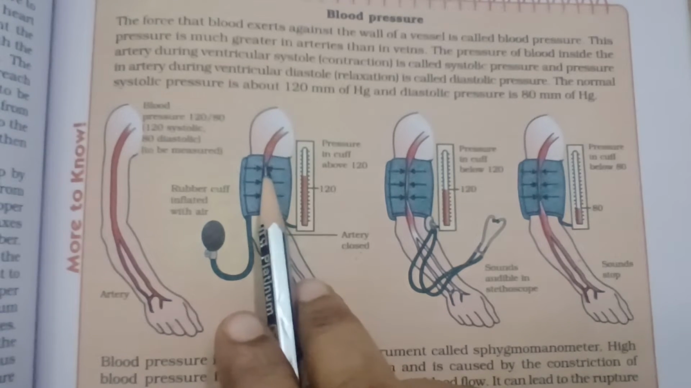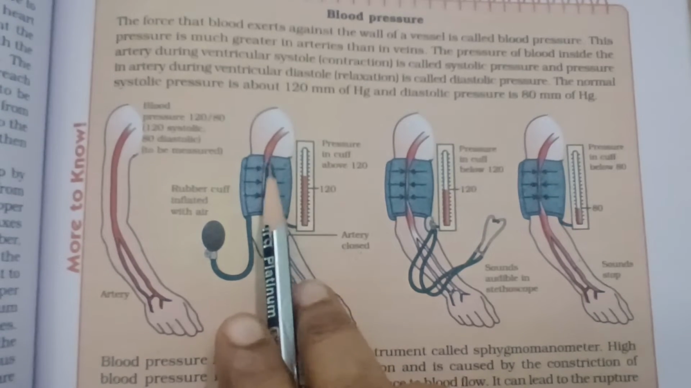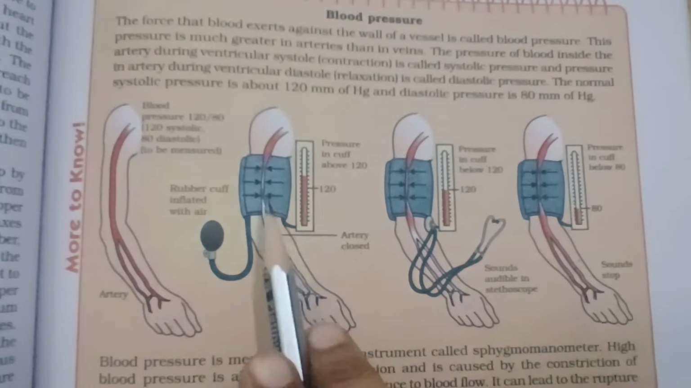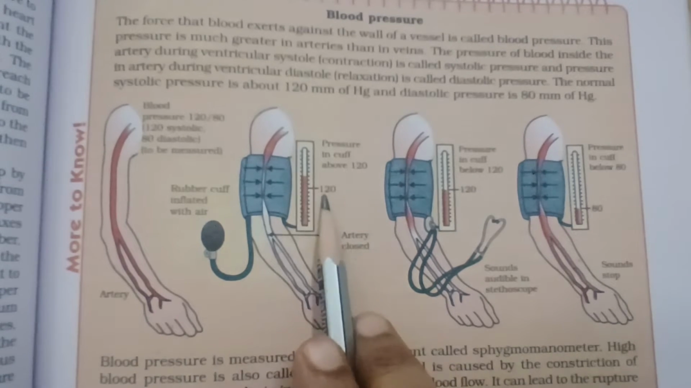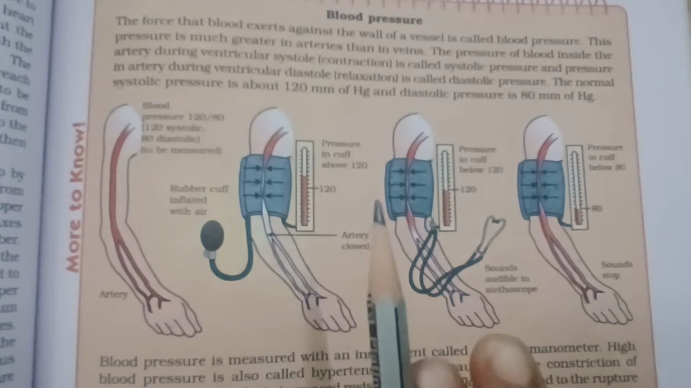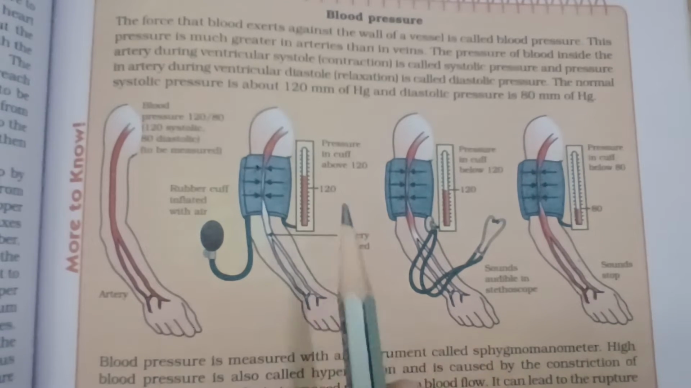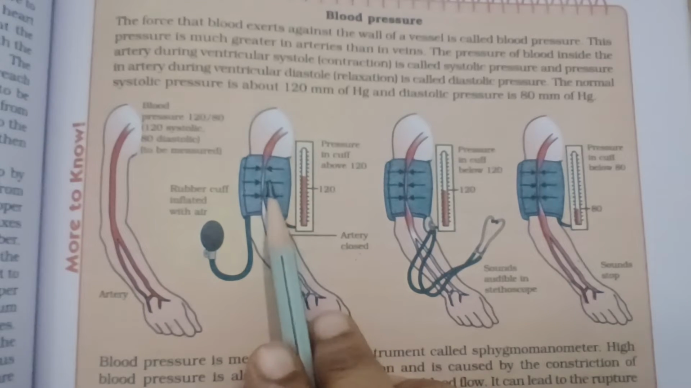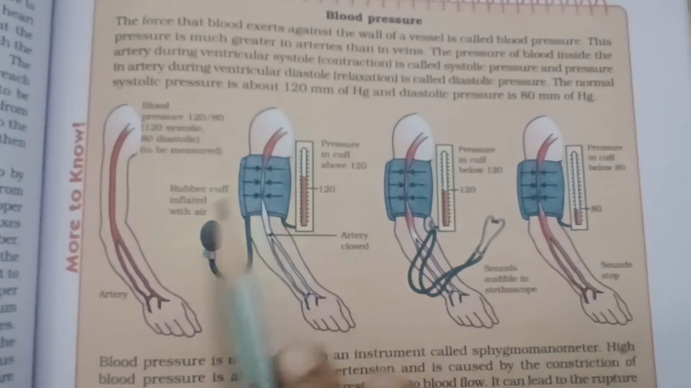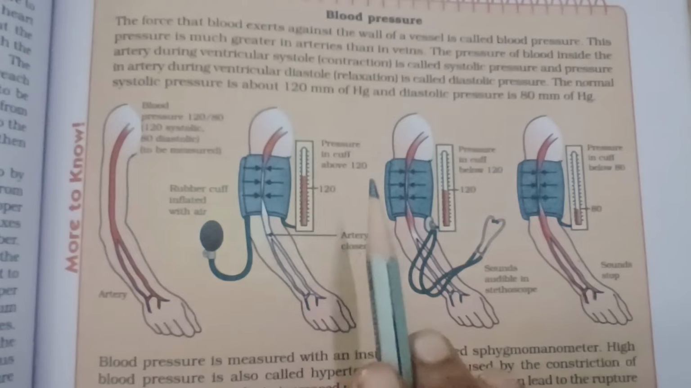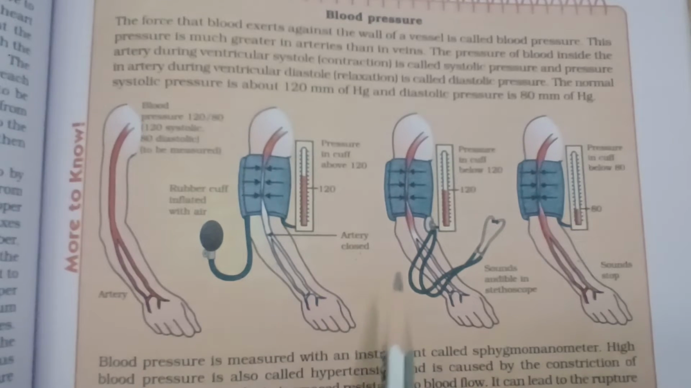So it will stop the flow of blood in the artery. They increase the pressure above 120, because you know the maximum pressure will be around 120 millimeters of mercury, but here they increase above 120 so that they fully stop the blood flow. The blood flow in the artery is stopped now.